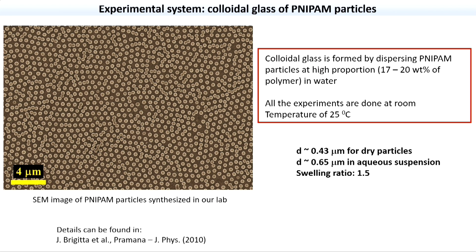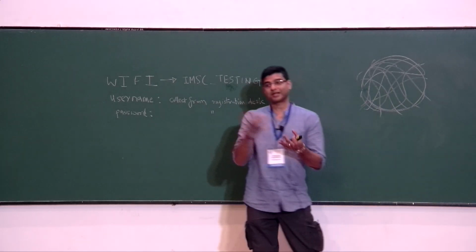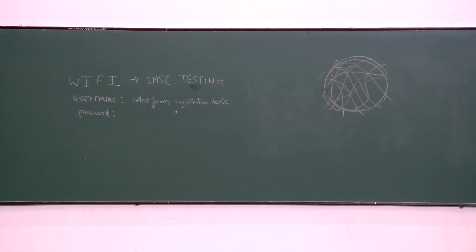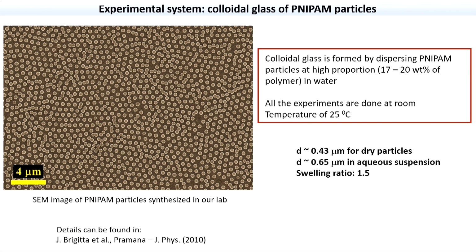But it is a little difficult to guess what the volume fraction is, because this is a hydrogel. The particles are almost spherical, but they have these polymer strands, and the rest is water. The 17% I'm talking about is the weight of this polymer. The particle can have a lot of water and can be close to volume fraction 1 or even more than that, because the particles are a bit squishy. So this is the system.